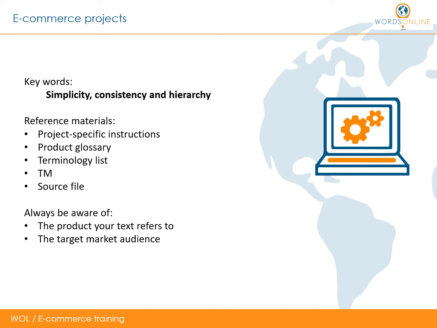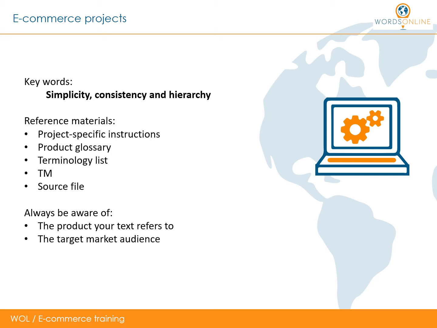Simplicity, consistency, and hierarchy are the key words for e-commerce projects. Customers want to have quick access to the essential information on the product, so any product description should be kept simple but accurate. If terms are not consistently used throughout the product descriptions, the user may not understand or be persuaded to use the product. This is doubly important for terms which are essential parts of the product descriptions, such as those referring to weight and material.